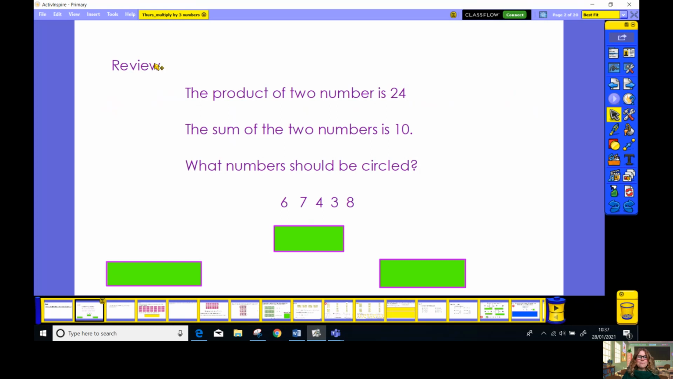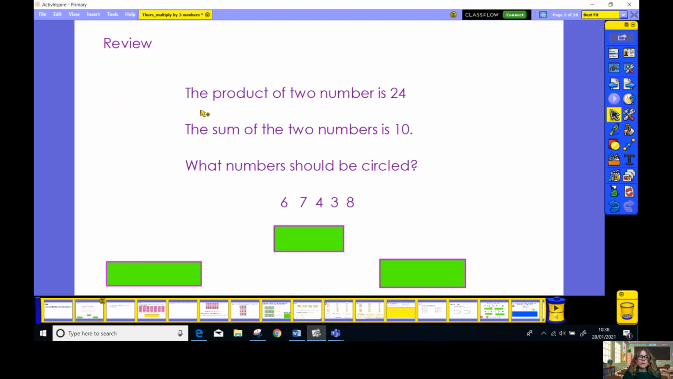Here's a little multiplication problem for you. Now, you're going to need to remember today the two words product and sum. Remember, in the last couple of weeks, we've been using the term factor multiplied by factor equals product. Do you remember what the word sum means? That's right. The sum of numbers is when you add the numbers together. What would that total be?